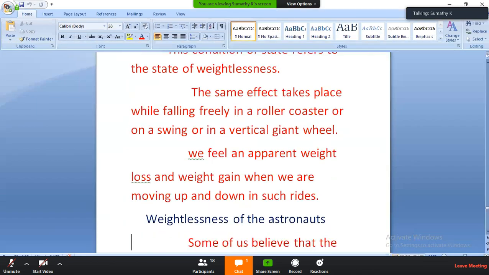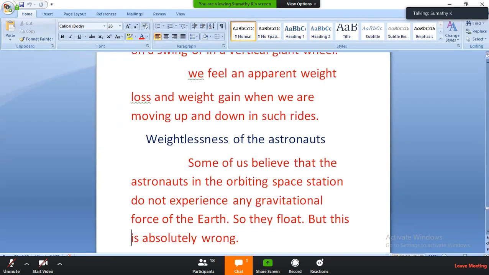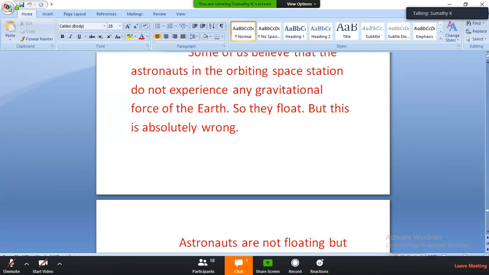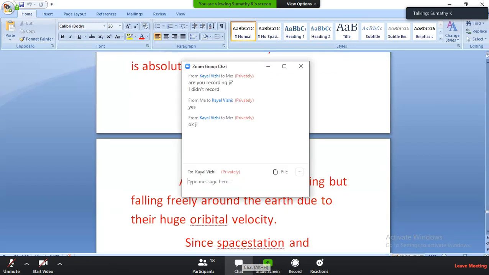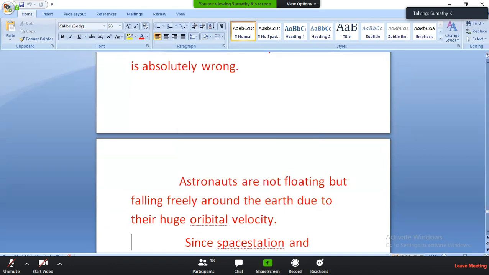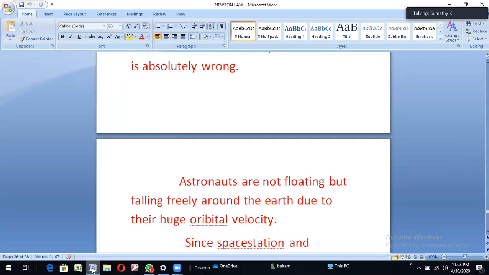Next, weightlessness of the astronauts. Some people believe that astronauts in the orbiting space station do not experience any gravitational force. So many people said there is no gravitational force there, so they float. But this is wrong. Astronauts are not floating, but they are falling freely around the Earth, due to the huge orbital velocity, and their apparent weight is also free falling.